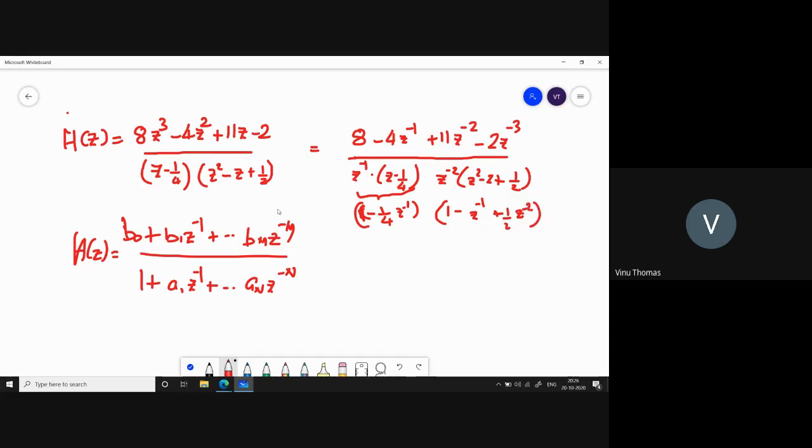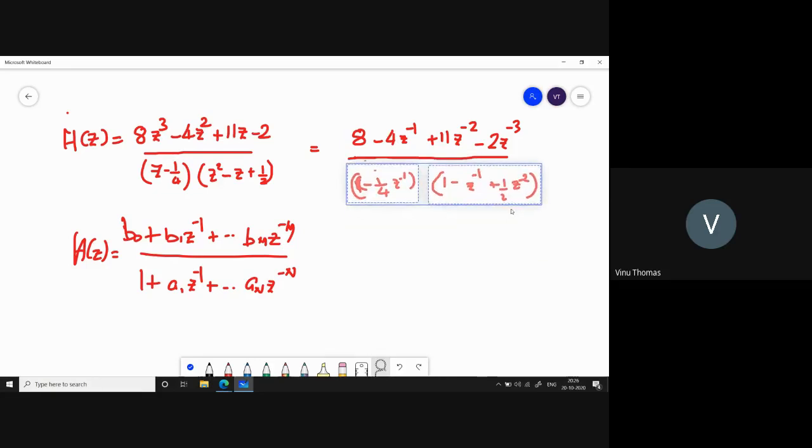Now you can multiply this throughout, because you need a polynomial in z raised to minus 1 here. And then I can multiply this throughout because I need the numerator also to be a polynomial in z raised to minus 1.